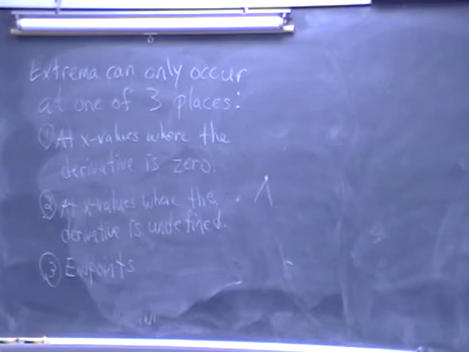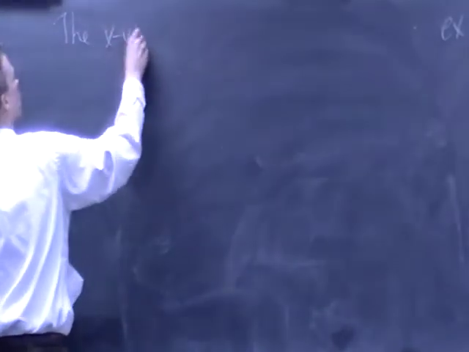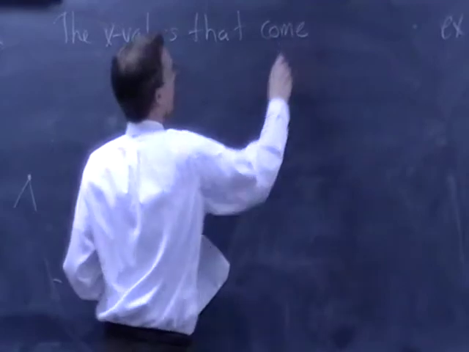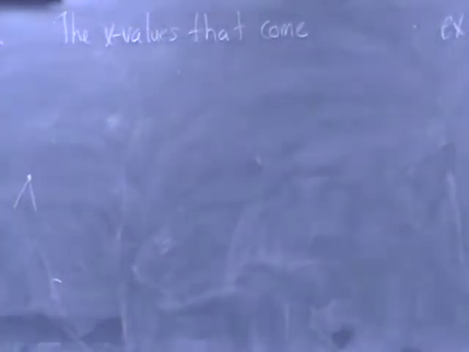All right, these three types of numbers are what we call candidates. There's a math word for it. We call them critical numbers. The x values that come from these three categories are called critical numbers.